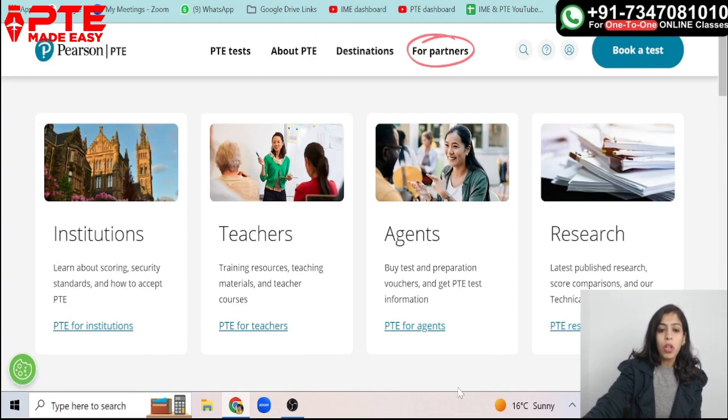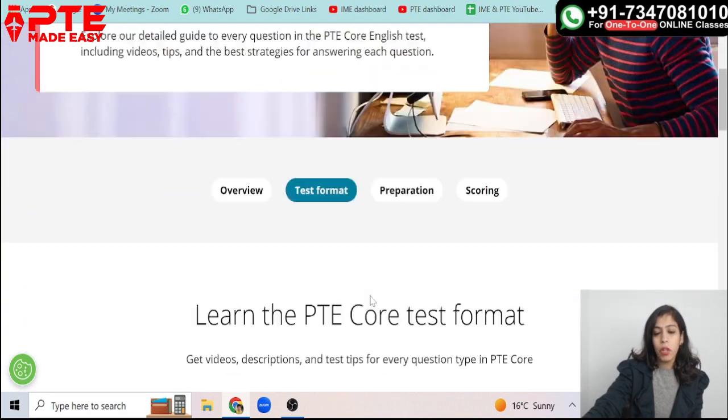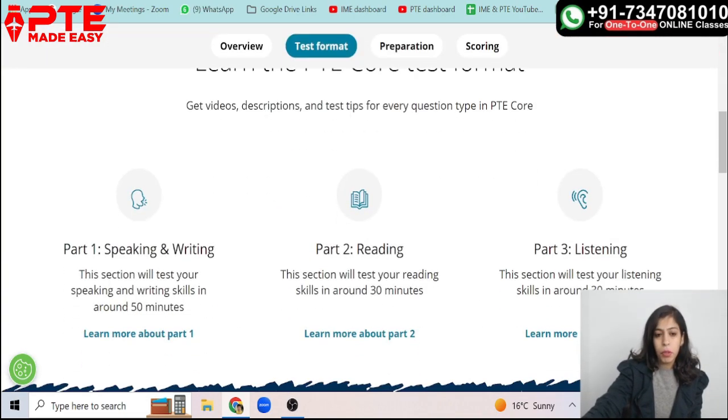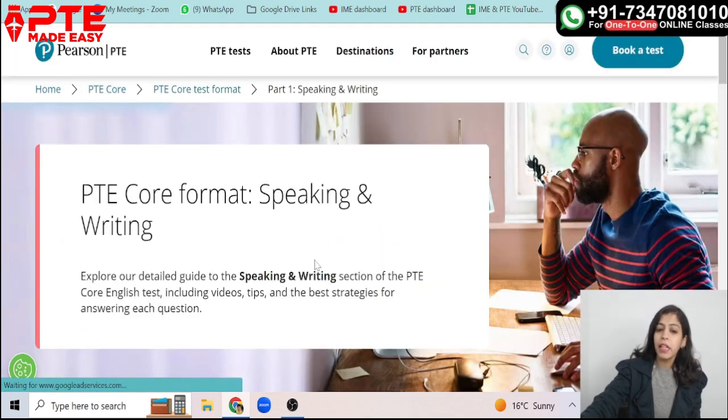Now, as I've already mentioned, the test format we are going to discuss here. We have speaking and writing in part 1, then in part 2 we have reading, and in part 3 we have listening. When we are talking about all the tasks, we need to see the differences and also the similarities. So let's start with the speaking and writing part.